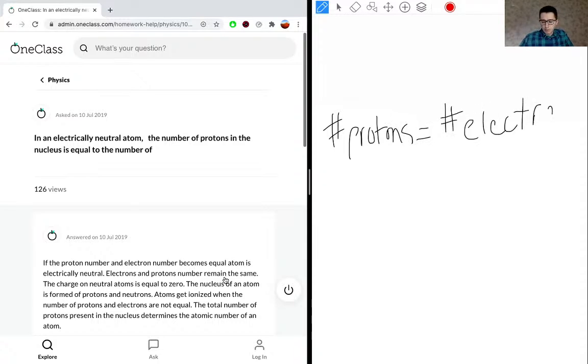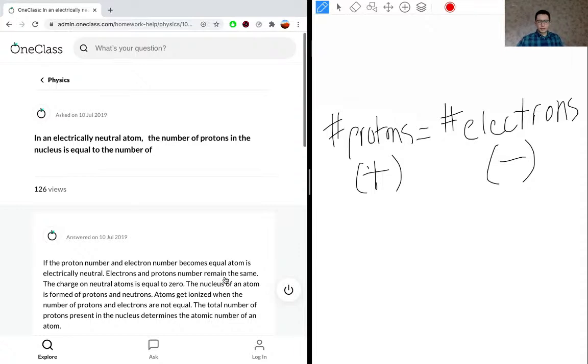Well, let's think about this. When an atom is neutral, it means there's no positive or negative charge. For any atom, the protons represent the positive charge, and the electrons represent the negative charge. So if we add up all the protons and all the electrons, and they all cancel each other out, the only scenario that would happen is if they're equal, and that's when we get the neutral atom.